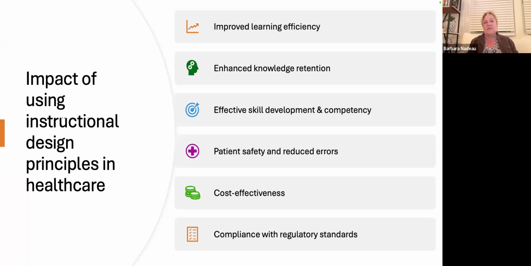They'll develop skills and demonstrate competency better. Ultimately, that will result in increased patient safety and reduced errors. It's more cost effective. It's more cost effective for the trainer because I can create trainings more efficiently and more effectively. It's more cost effective for the organization because what I'm teaching is going to be taught in a way that my participants can take that knowledge and use it. And then there'll be compliance with regulatory standards because I'll be aware of those.